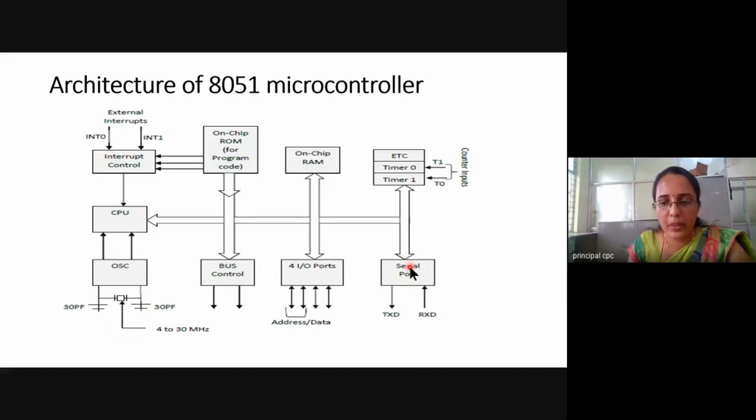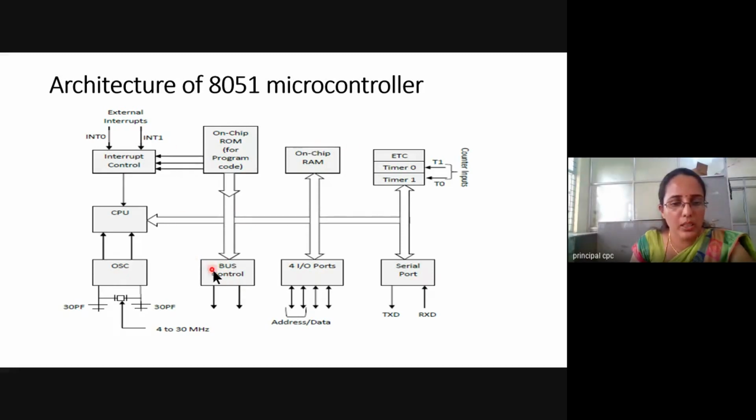Receive, transmit at the same time. So it is called full duplex UART. And to communicate with the external world, you have 4 IO ports: P0, P1, P2, P3. Along with communicating with the external world, you need ports to send and receive address and data. So these pins are used for address as well as data. So bus control. So these are all on the chip.